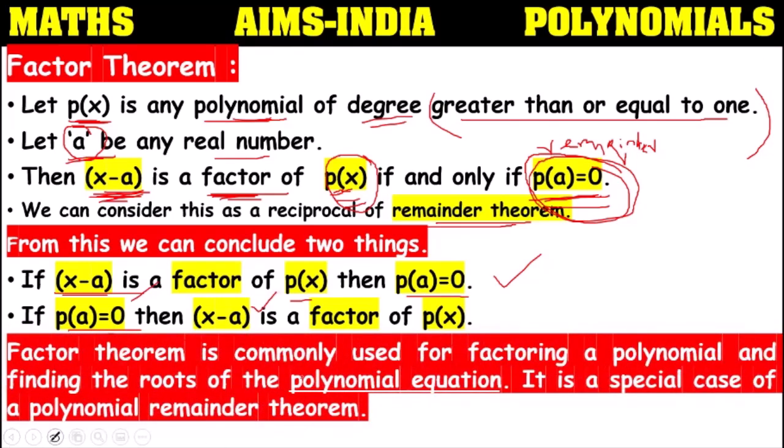So the factor theorem is commonly used for factoring a polynomial. Suppose we are given a polynomial and we have to find the factors of the polynomial. Then in that case, we make use of this factor theorem. And it is also used in finding the roots. Finding the roots means finding the solutions of given polynomial equations. It is a special case of the polynomial remainder theorem. So we can make use of this factor theorem for finding the factors of a polynomial, that is one case, and for finding the roots of the polynomial, that is the second case.